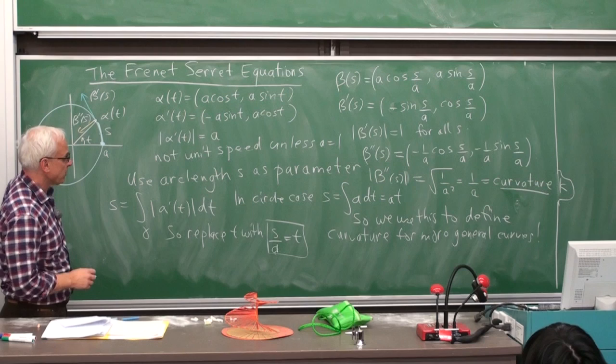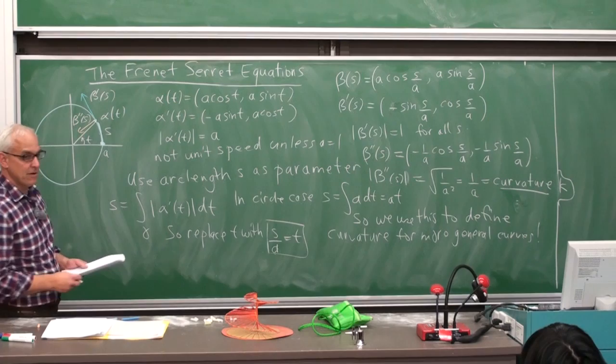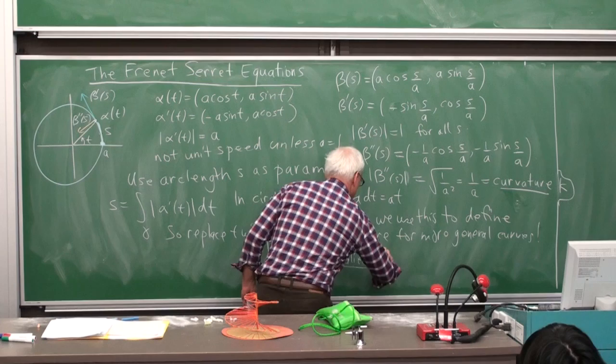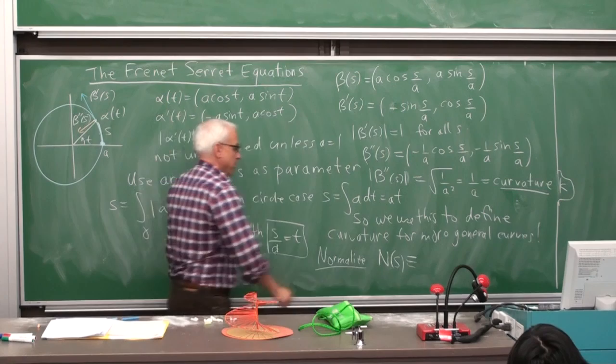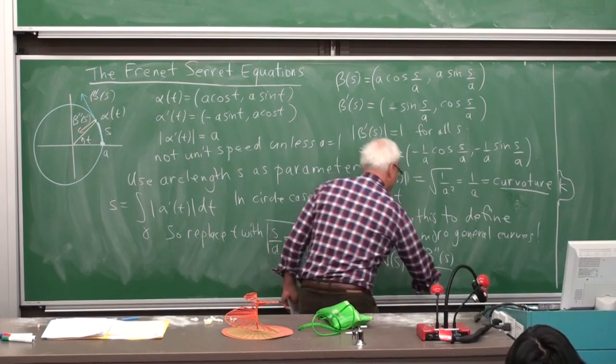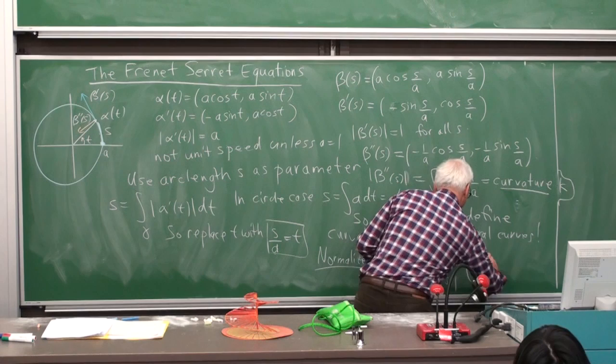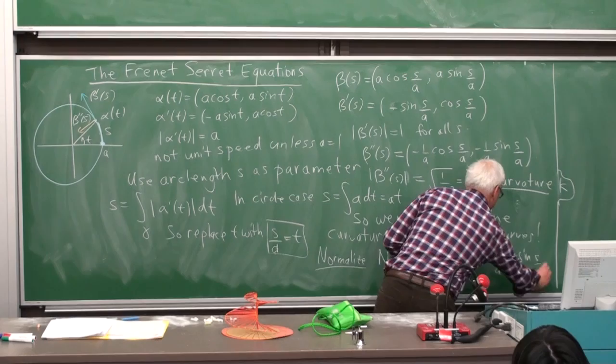But before I do that, let me just write down one more formula. Formula for the normalized acceleration vector, what we get when we normalize by dividing by the length. So if we normalize and write, say, n of s, which is going to be beta double prime of s over the length of beta double prime of s, then that's going to be, well, we're just dividing by the 1 over a, so that's going to be just minus cosine s over a, minus sine s over a. That's going to be a unit normal.